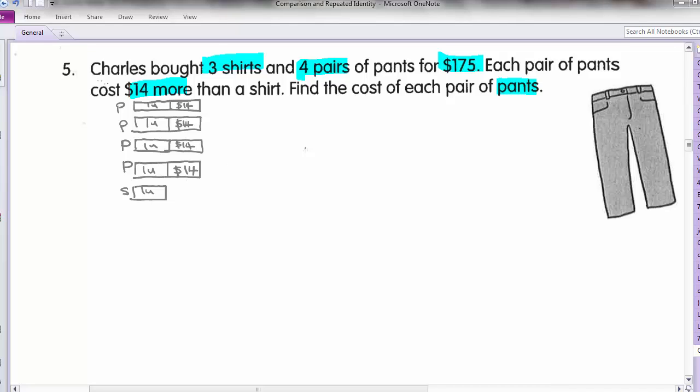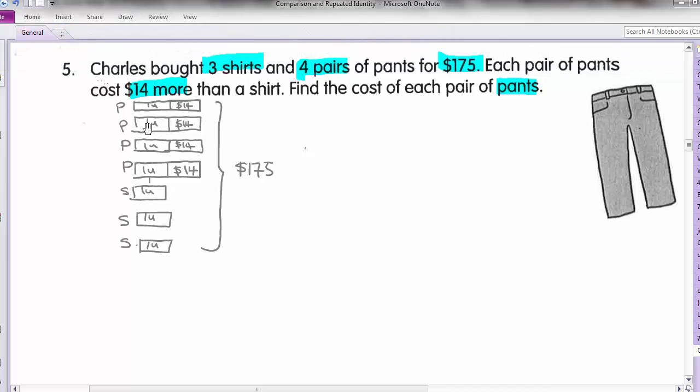Okay, so I've got 4 pants. How many shirts do I have? I have 3 shirts. So I need to repeat this 2 times so that I get 3 shirts. So 1 unit, 1 unit. Okay, so I got 3 shirts, 4 pants. All in all, they all cost $175.